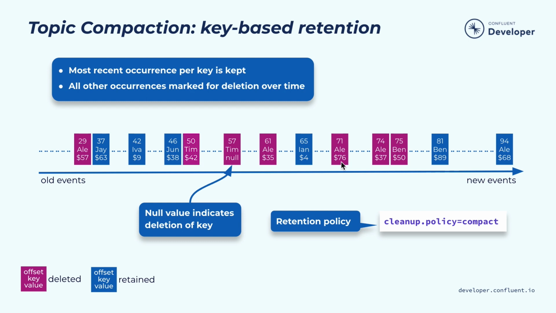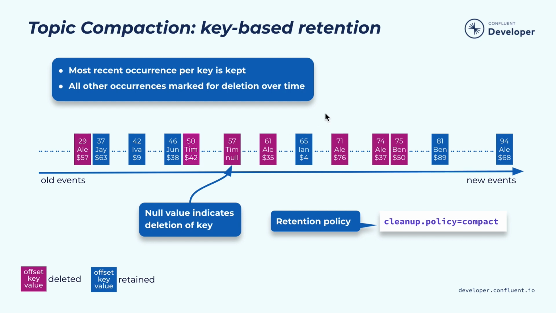With compaction, you set the cleanup policy to compact, and over time, only the latest record for each key will be kept. Older records with the same key, like those in pink, will be garbage collected over time. There's also a special payload. If the payload is set to null, that's an indication that you want to delete this particular key. This is what we call a tombstone, and it will also be cleaned up over time. So this is how compaction works.